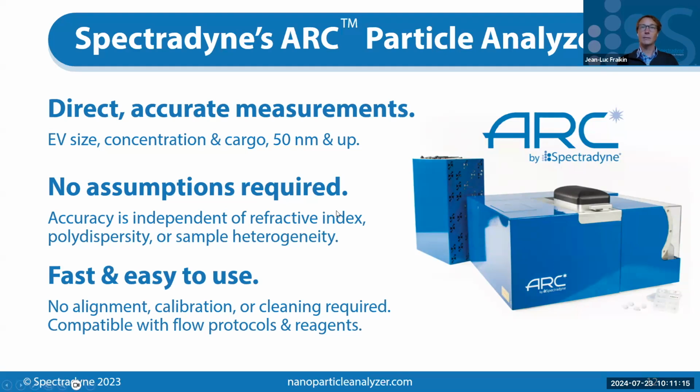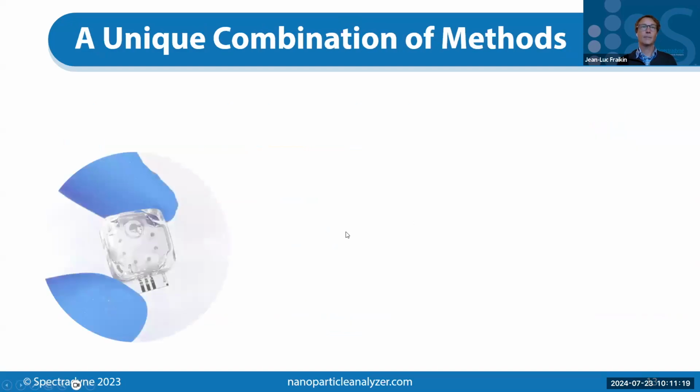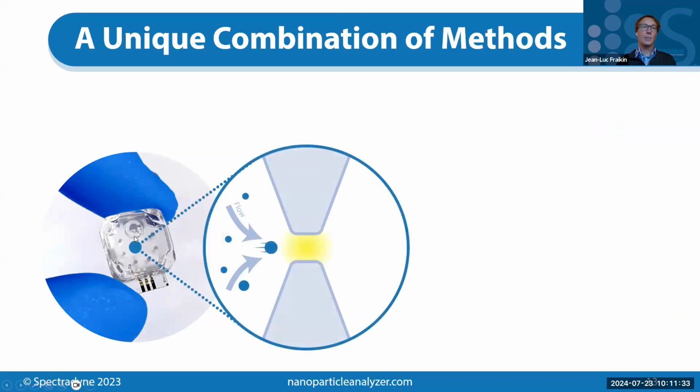Today, I'll show you lots of examples of data collected from the ARC. Let me explain how it works really briefly if you're new to this. At Spectradyne, we use an electrical method to count and size particles. And the magic happens inside this microfluidic cartridge. It's about half an inch on the side. You pipette your sample into this reservoir, and then inside the cartridge, we flow the sample so that one particle at a time flows through a sensing constriction, okay?